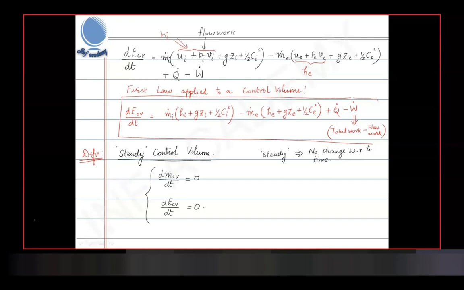Now this definition can be applied to your devices, right? For example, your diffuser could be operating in a steady condition. Your compressor could be operating in a steady condition. So this could be a valid assumption after a particular stage is reached. But initially you may not. For example, if you take a subsonic aircraft diffuser, during starting, while you're just starting the diffuser, what is the mass flow rate at the exit?